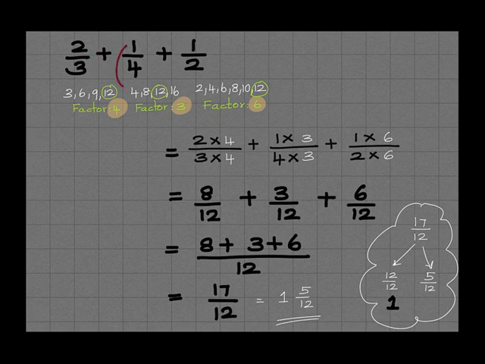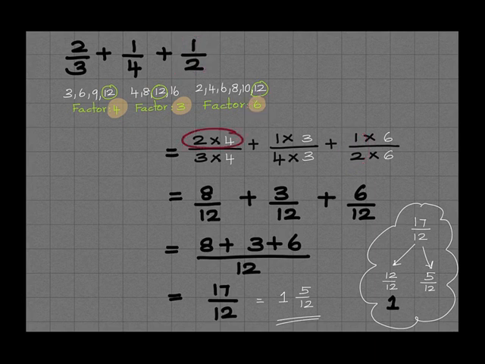and I've written the second fraction, 1 by 4, and multiplied with the factor 3 on the numerator and denominator. Next, I've written the plus sign, which is in the question, and then I have written the last fraction, 1 by 2, and multiplied it with the factor 6 on the numerator and denominator.